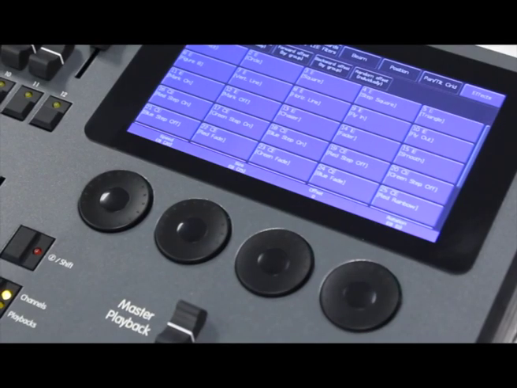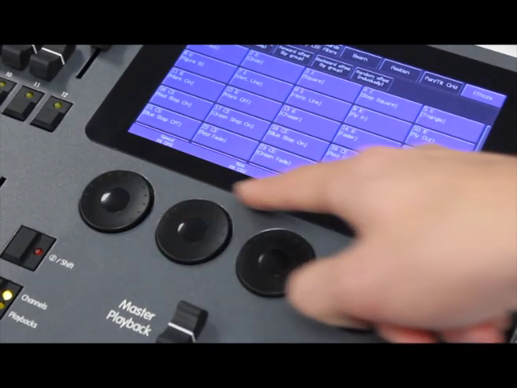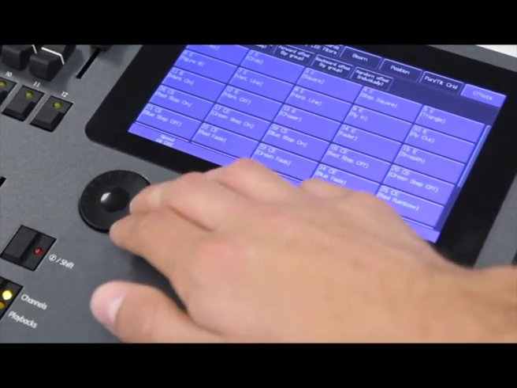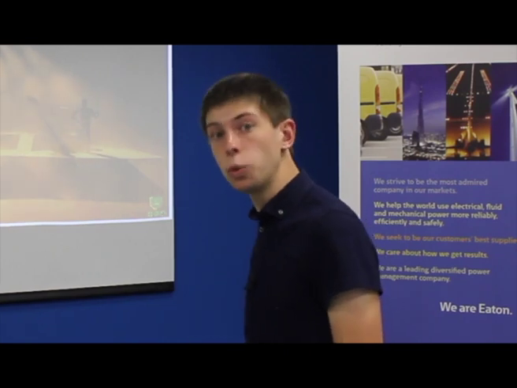When in the Effects tab, our encoders have changed to adjust our effect. So for example, we can speed the effect up. In a later video, we'll look at how to store these colours into playbacks.